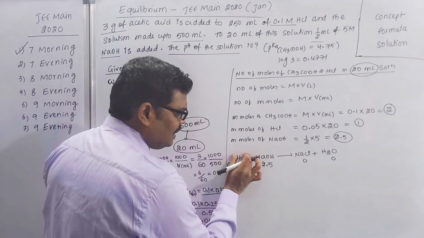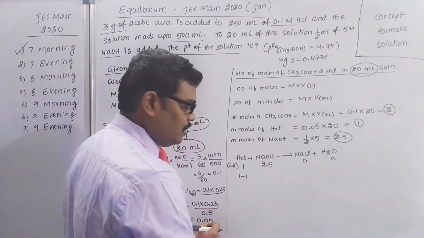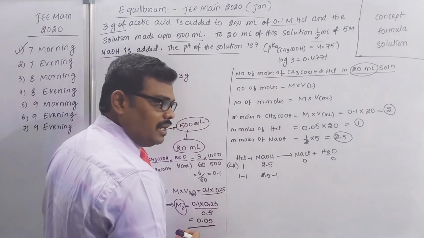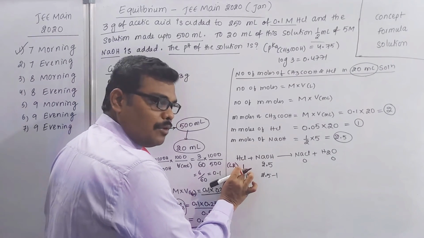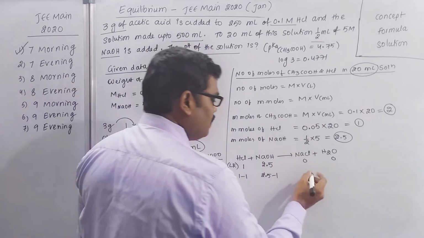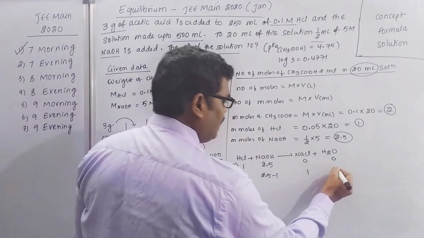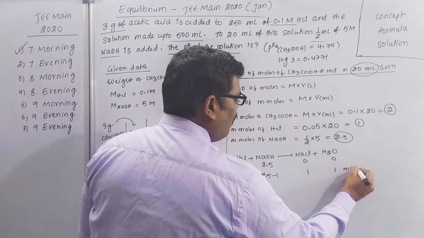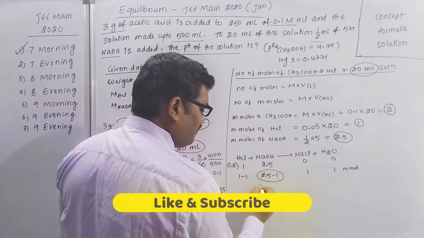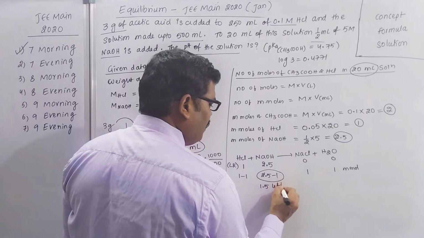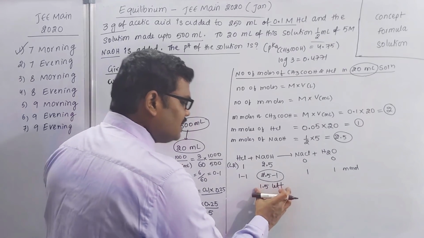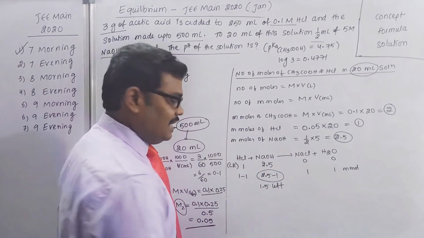Here 1 mole of HCl requires 1 mole of NaOH. Here we are given 1 millimole. 1 millimole of HCl requires 1 millimole of NaOH. Then we get 1 millimole of NaCl and 1 millimole of H2O. Then how many millimoles of NaOH are left here? 1.5 millimoles of NaOH left here. Now this NaOH again reacts with acetic acid.